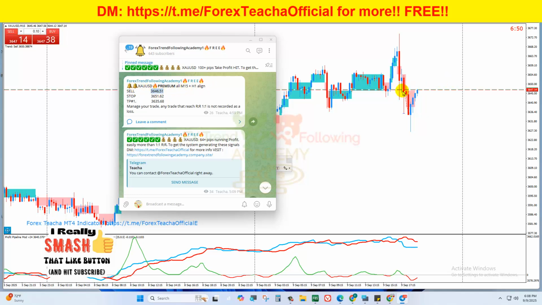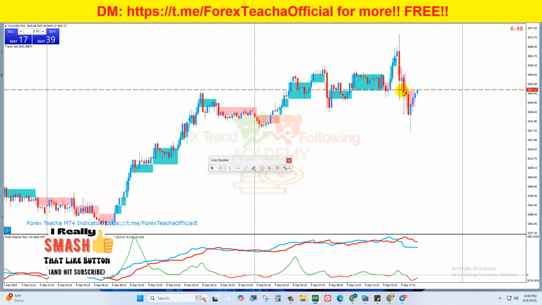So if you come here, let's see if it's the same. You can see it's 3646.51, which means this was our entry and our take profit was hit. You can see this small line here. When I highlight, if you're using MetaTrader 4, it will show you the trade that was opened, the price and everything. The take profit was hit at 3635.68, which you see in front right there.